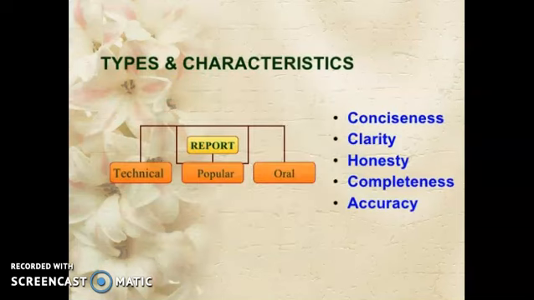Technical, manuscript, or something called popular, meaning publishing in a journal article, and the oral, thesis or dissertation, we call it as. Characteristics are, it is very concise, clear, honest, and complete, and maintains accuracy.